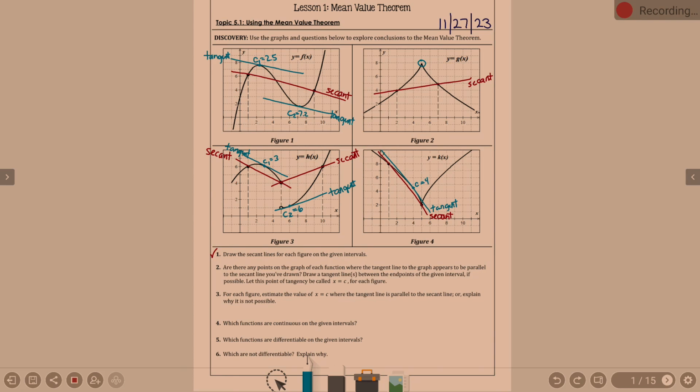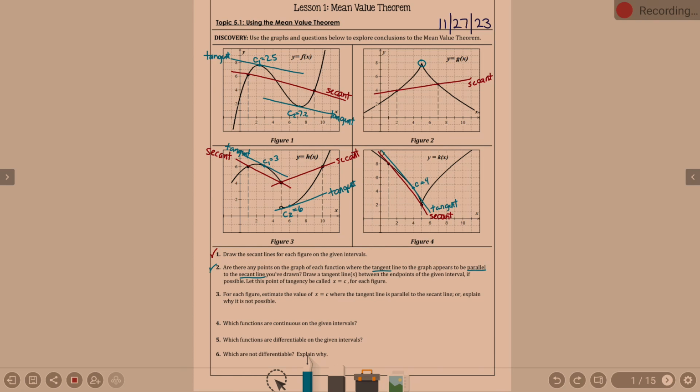Okay. I'm going to take it as when my lines all kind of look parallel on each respective figure. Not bad. So that was question 2: are there any points where the tangent line appears to be parallel to the secant line? And that's what we did, right? We called those our C values. So, I think we've already done 3. I forgot what 3 was.